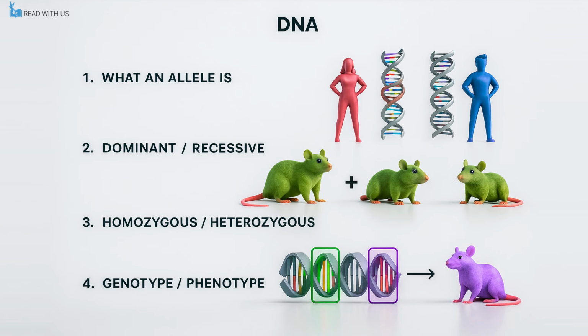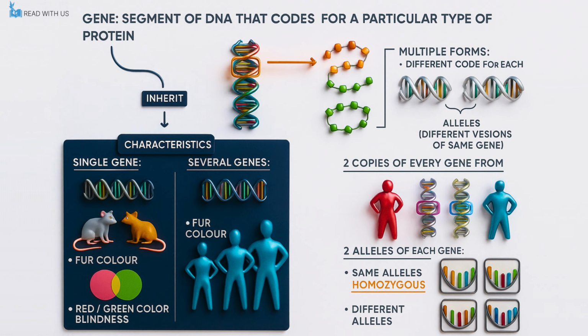In today's video, we are going to continue from where we left off in our previous discussion on DNA and dive into a number of important terms in genetics. These include alleles, dominant and recessive traits, homozygous and heterozygous combinations, and also the difference between genotype and phenotype. By the end of this lesson, you should have a much clearer understanding of how our genetic traits are inherited and expressed.